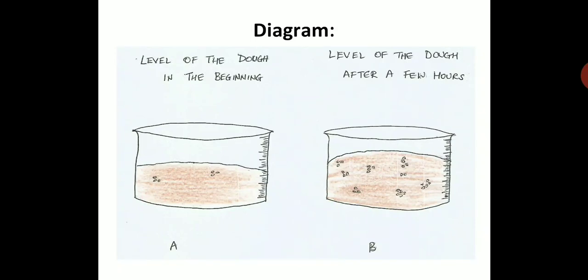And this is the diagram you are going to draw in your left hand side of the journal, that is a blank side. So level of the dough in the beginning you see, and over here level of the dough after a few hours. So it is going to rise because of the fermentation process, because we added yeast and sugar.